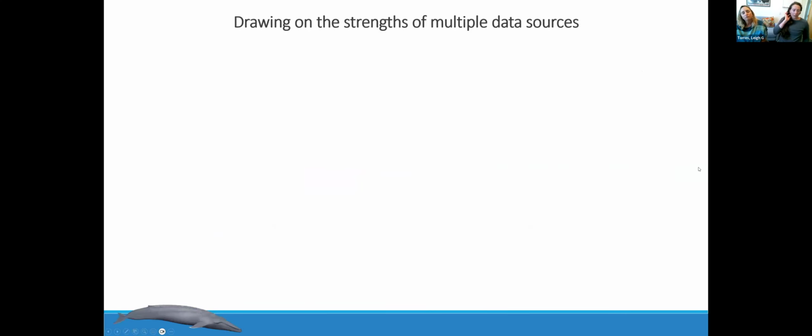Okay, so we're going to pivot from seabirds to talking about the biggest marine mammal out there, biggest animal actually. I've just talked about bringing together data for multiple species. I'm going to take a different angle and talk about one species, but bringing together different data types and drawing on the strengths of multiple data sources.